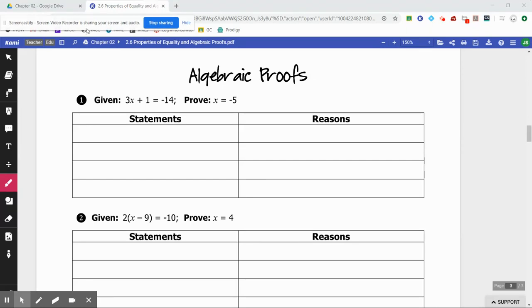Okay, now we're going to actually go through the entire proofs. We're not going to be given any statements. We're going to provide our statements, the reasons. We're going to provide everything here. So let's give this a shot.